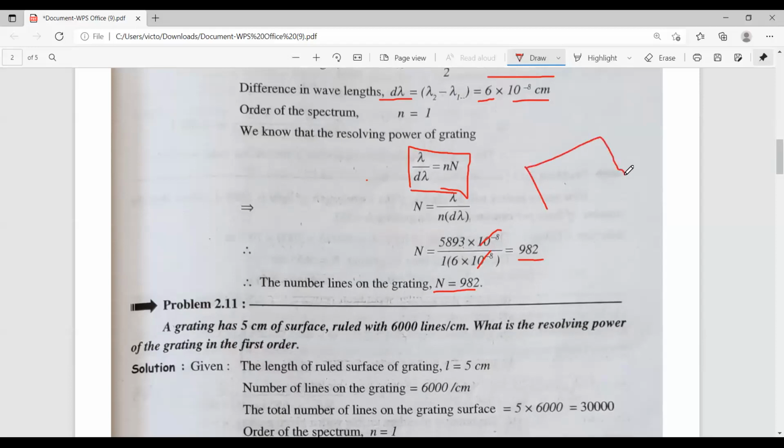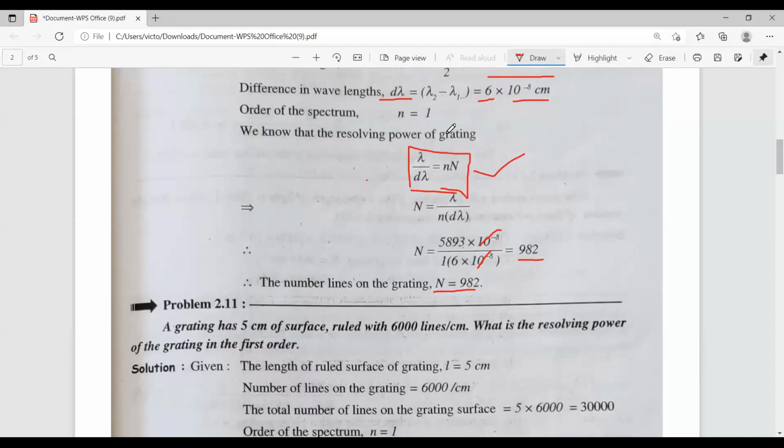For example, this is the grating material. For 1 centimeter of grating material, how many lines are there? 982 lines are there. Lines is nothing but a slit. So here, we simply find the n value by substituting the values in this formula.